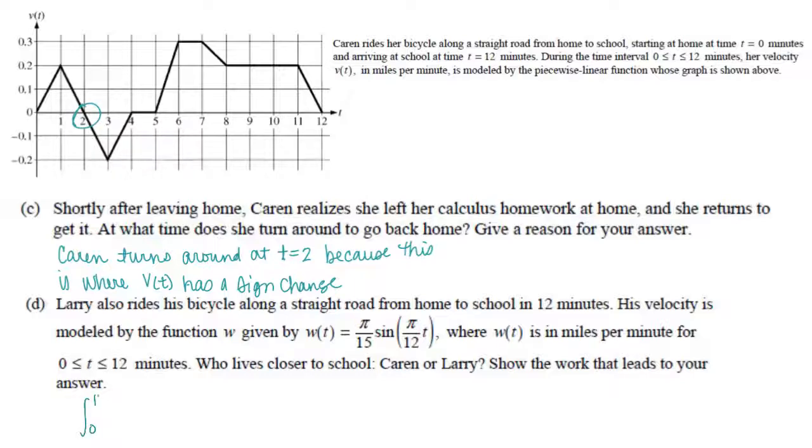from 0 to 12. And notice here, this is really talking more about displacement. And so we are just going to integrate W at t dt here for Larry. And that, after you put it in your calculators, you should get about 1.6. And then for Karen, this is where we're going to go back and drop off all of those absolute values, the positive parts. And if we do that, then we're going to get 1.4. And so notice that Karen lives closer.